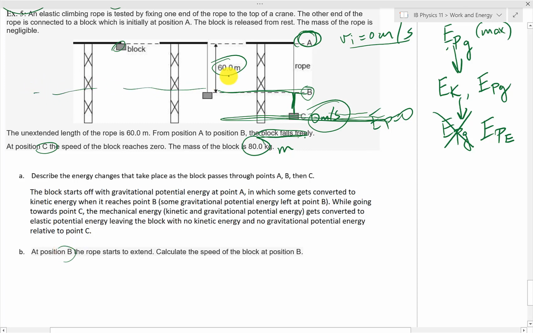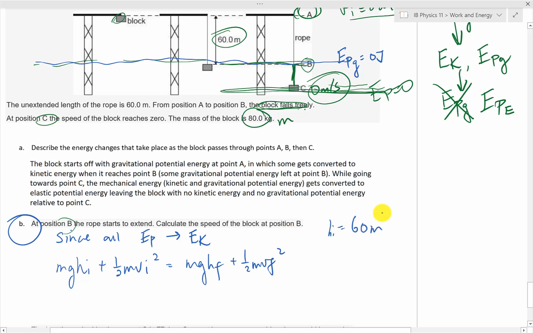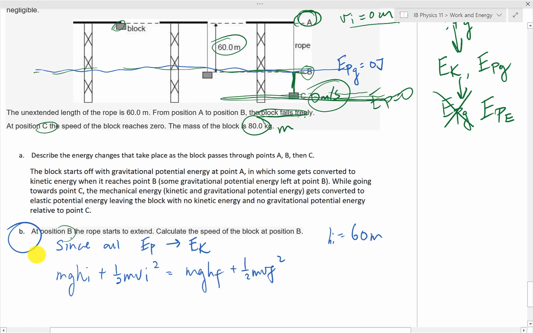So I'm going to label position B as my reference point for my gravitational potential energy. I'm going to say here the gravitational potential energy is 0. I can use my energy equation, just to show you how I would use it. The initial height we know is 60. There is no speed to start off with, so this term becomes 0. And relative to point B, the final potential energy equals 0 joules, since the final height is 0 relative to B, so we have no gravitational potential energy there.